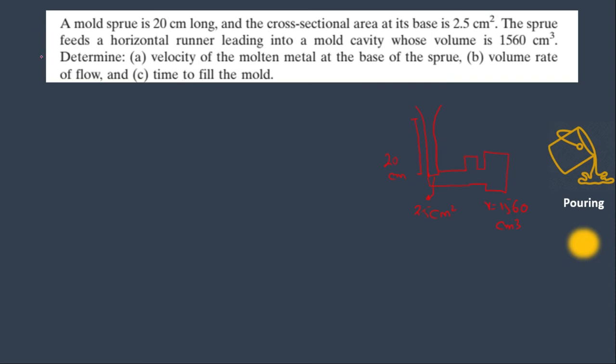So what was the expression for the velocity of the molten metal at the base of the screw? That was V equals square root of 2gh. We have V equals square root of 2 into 9.8 into the height of the screw, that is 20. That would be equal to 198.1 centimeter per second.